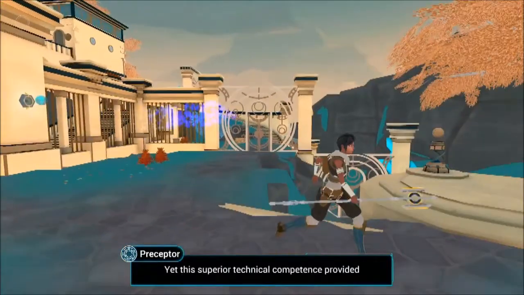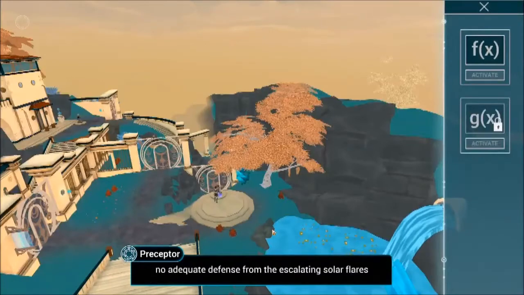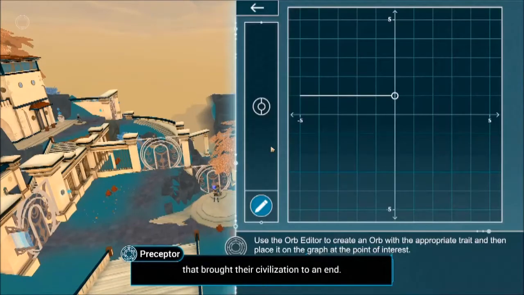Valid assertion. Yet this superior technical competence provided no adequate defense from the escalating solar flares that brought their civilization to an end.